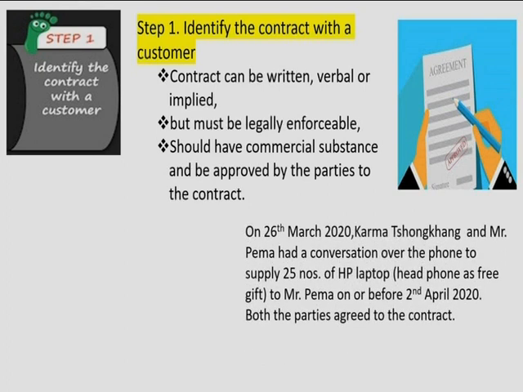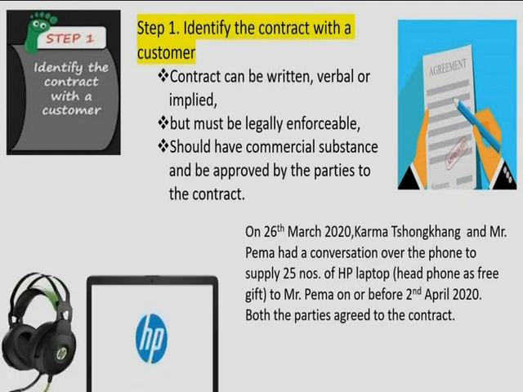So let us take an example. On 26th March 2020, Karma Tsongkang and Mr. Pema had a conversation over the phone to supply 25 HP laptops, including 25 headphones as a gift to Pema. Karma Tsongkang will supply the goods to Pema on or before April 2nd, 2020. These were the conditions in their contract, and both parties agreed. Pema agreed to pay for the transaction, and Karma agreed to deliver the goods.